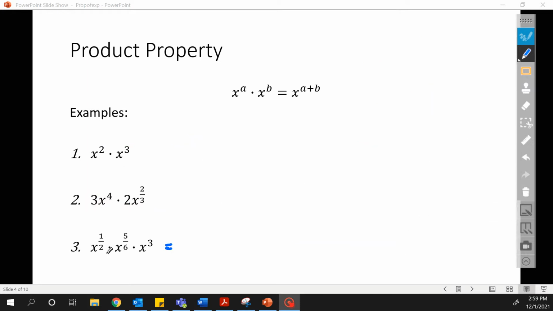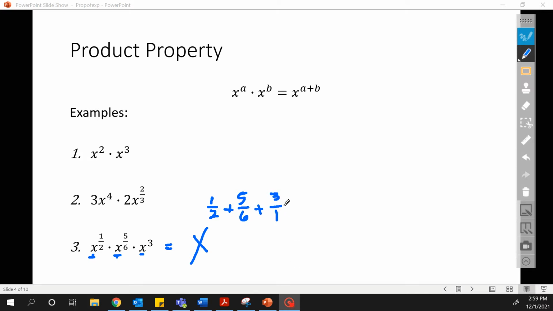We look at number 3, I actually have x, x, x. I have 3 of them multiplied together, 1/2, 5/6, and 3. So if I want to combine these all into a single x, I need to add the exponents. So 1/2 plus 5/6 plus 3.